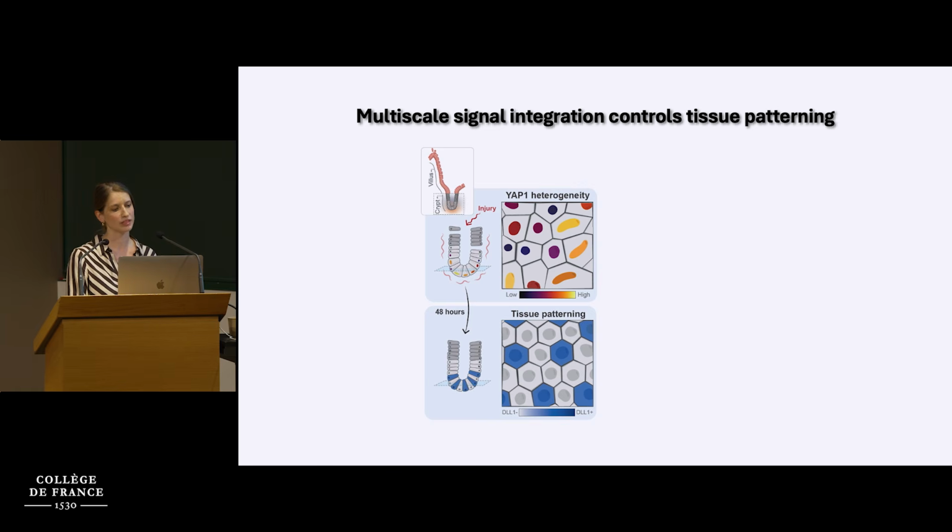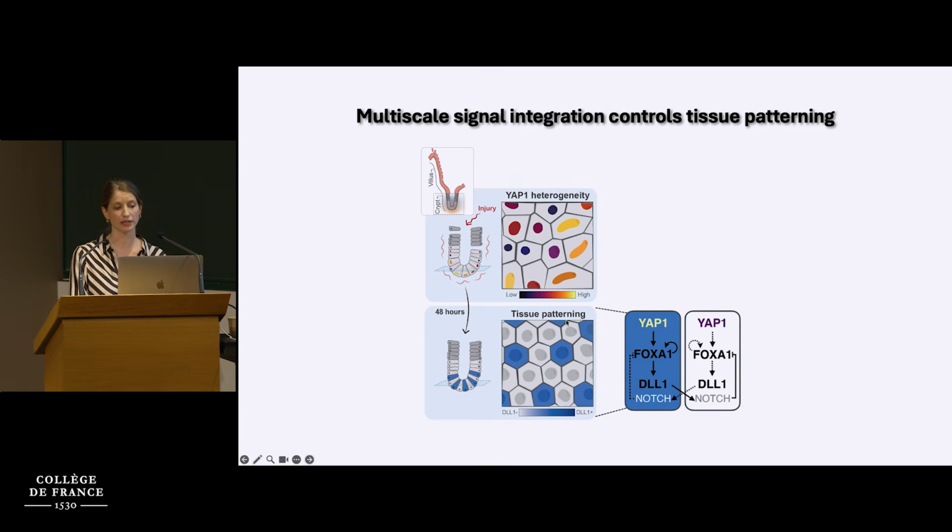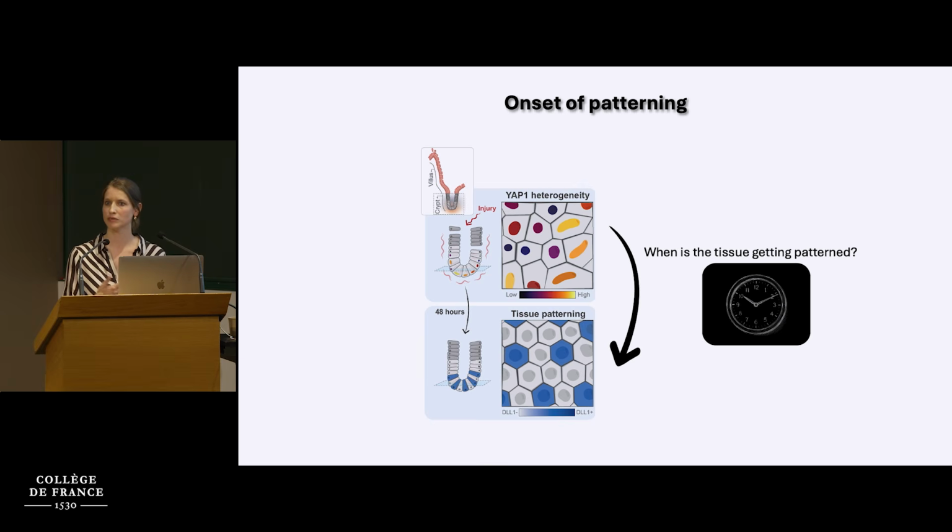Now, I showed you in these slides how the tissue goes from a metastable, cell-to-cell heterogeneous state to a stable patterned tissue, and how this is regulated, namely through a feedback where FOXA1 integrates YAP activity, or the intrinsic cell state, with the neighborhood information. Now, I don't only want to discuss how this process happens on a mechanistic level, but also when it happens. What sets the timer of when the patterning is actually initiated?